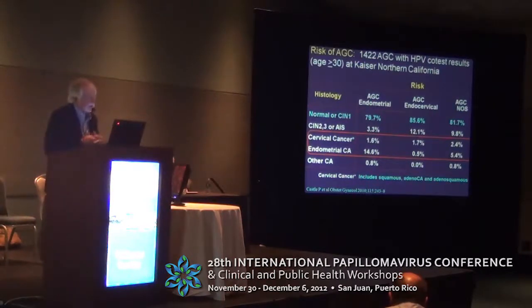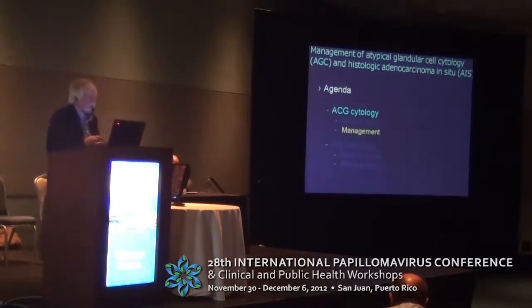And obviously AGC endometrial has the highest risk for endometrial cancer, but you can see that AGC not otherwise specified still also has a relatively high risk for endometrial cancer. And then where it says other cancers, we're talking about typically ovarian, fallopian tube, metastatic breast cancer to the pelvis, any other kind of cancer that could be metastatic to the pelvis.